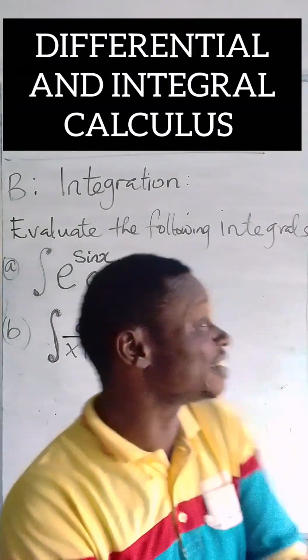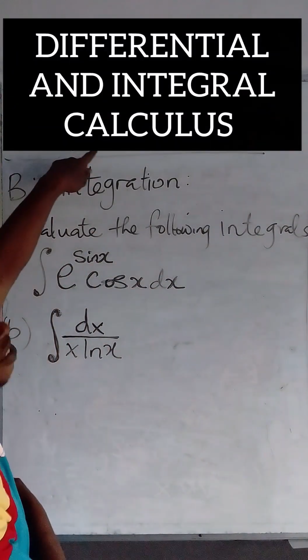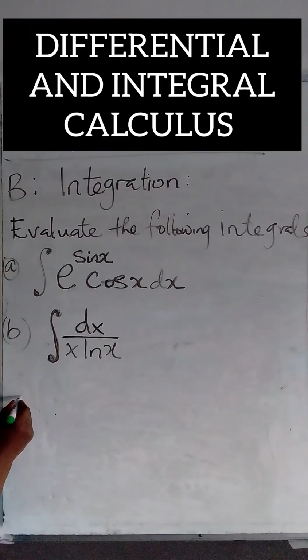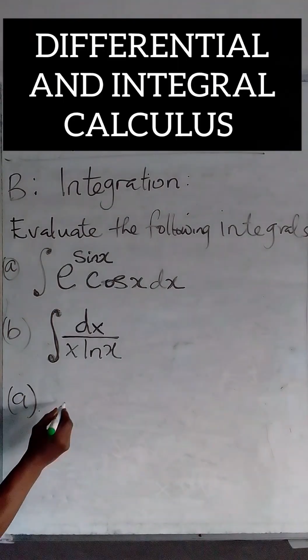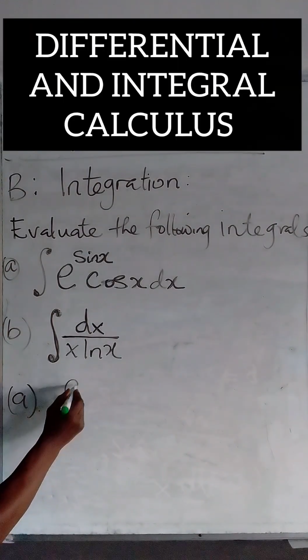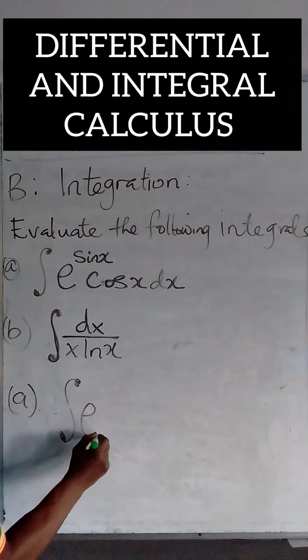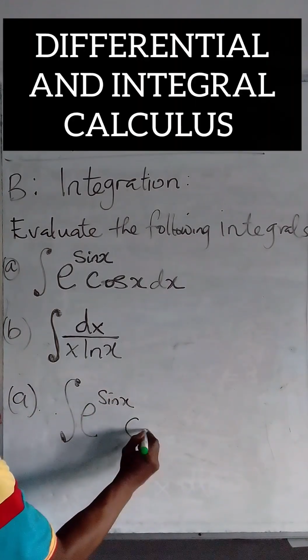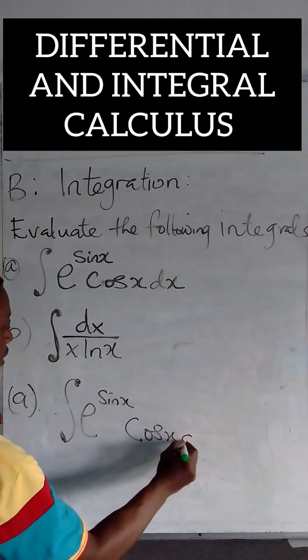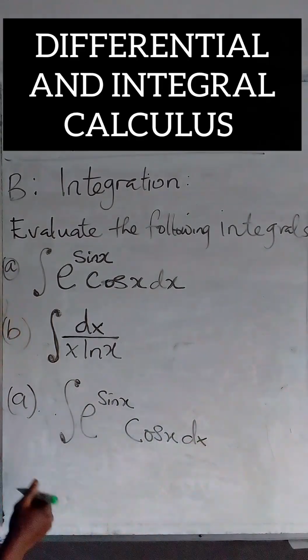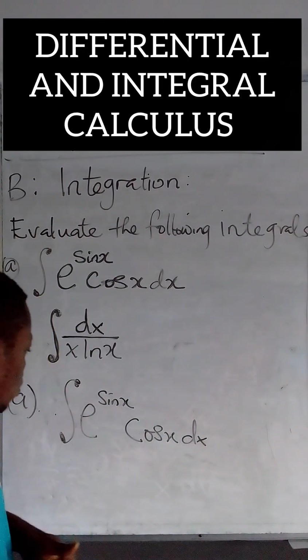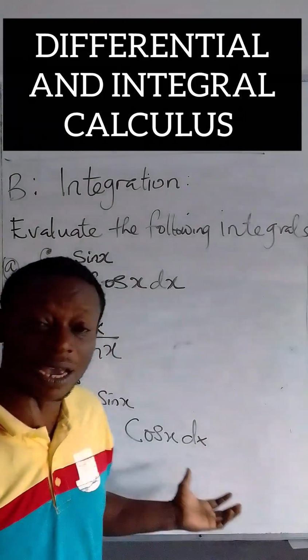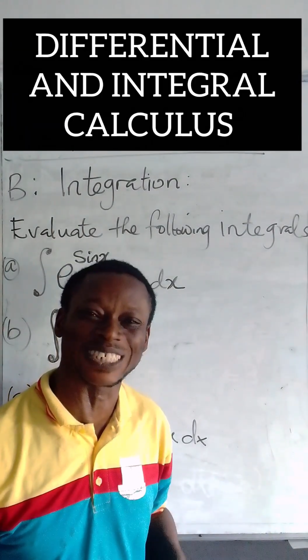This time is integral calculus. The A part of it says the integral of exponential sine x cos x dx is what we are going to evaluate. And there is no other way for us to simplify this except substitution methods.